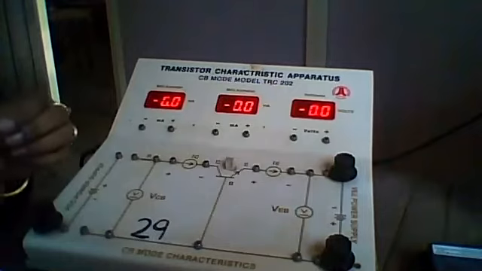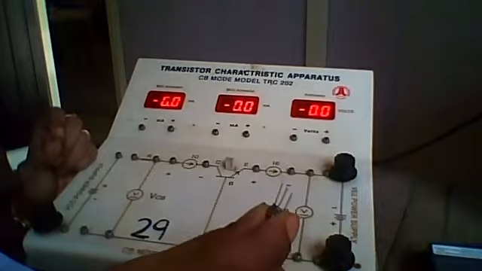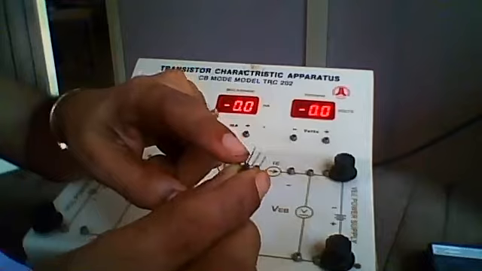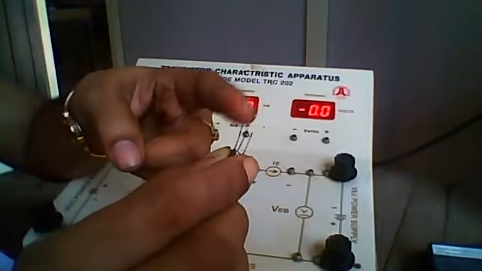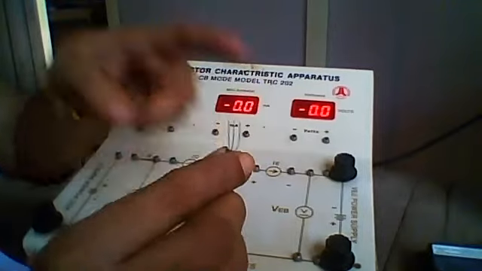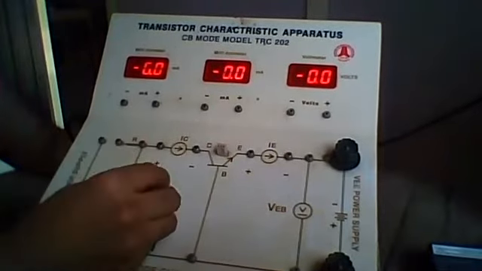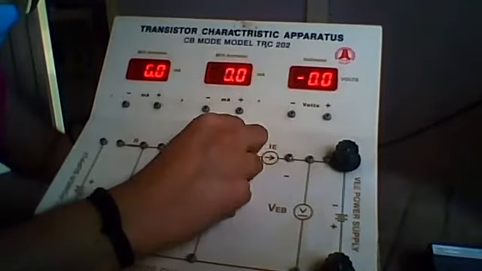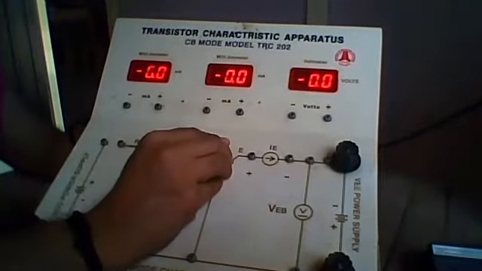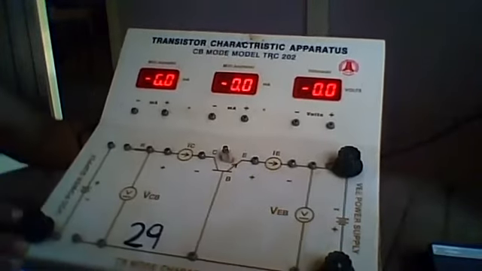We can identify the emitter by using the projection on the side of this transistor. There will be a small projection. Here you can see a small projection on this transistor. The terminal near that projection will be the emitter, the middle one is base, and the remaining one is collector. So the terminal near the projection is the emitter, and we can connect emitter, base, collector as per this notation. We can connect this transistor on the kit.